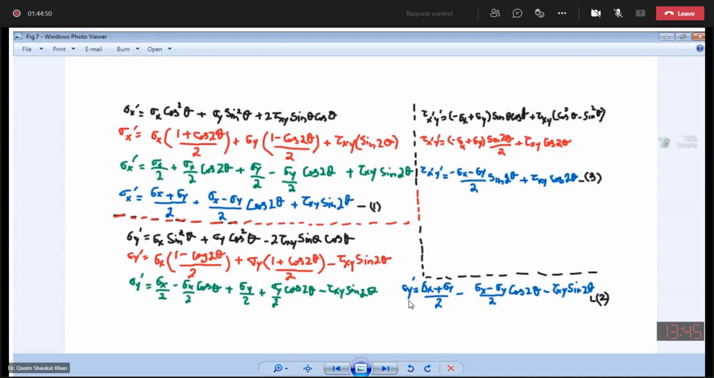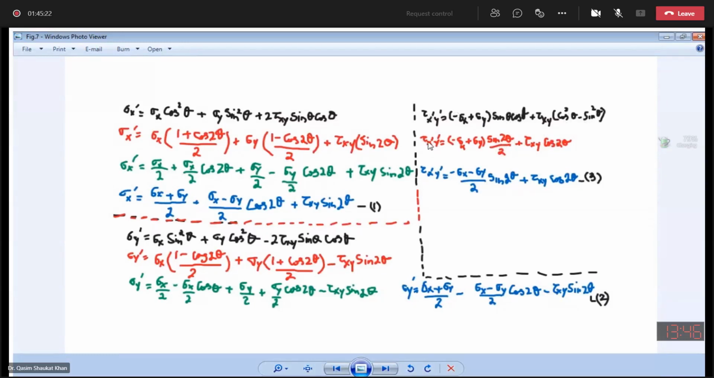The last expression we had is tau x dash y dash is equal to minus sigma x plus sigma y sin theta cos theta plus tau xy cos square theta minus sin square theta. This is sin theta cos theta, not 2 sin theta cos theta, so it will be replaced with the identity sin 2 theta over 2. This is cos square theta minus sin square theta, so this identity will be replaced with cos 2 theta.